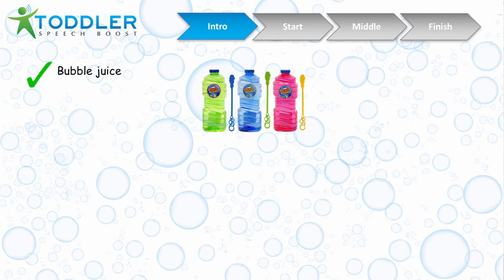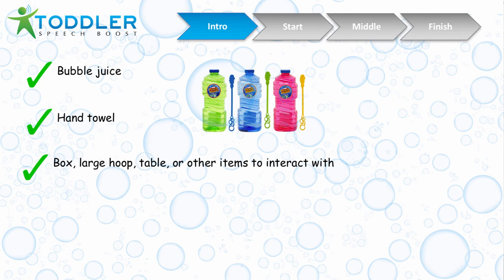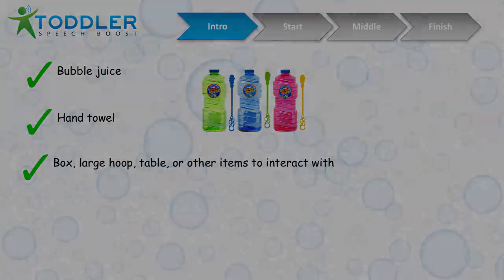You can make your own with dish soap, detergent and water, I believe. I've never done it, but I know you can do that. Or if you have some other way to get bubble juice, that's great. Go do that. You'll need a hand towel because things will get messy and you'll want to clean up after. And either like a box or a hoop or a table, or if you're doing this outside, just something to interact with, so you can have the bubbles blow over it, under it, in it, that kind of stuff.